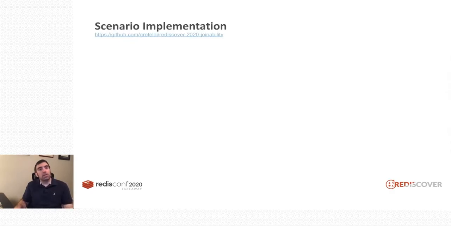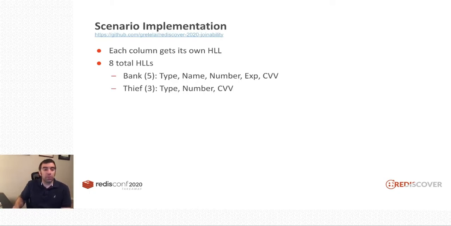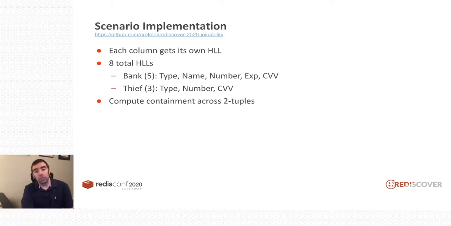So how I implemented this inside of the scenario is once we load everything inside of Redis, each column gets its own HyperLogLog. So we have 8 total HyperLogLogs that get created in the scenario. There are 5 headers for the bank, 3 headers for the thief. That gives us our 8. And we will compute containment across 2 tuples. So we'll take every combination of header and create a containment score for that. This becomes an 8 choose 2 problem, which gives us 28 total combinations of headers between the bank and the thief.